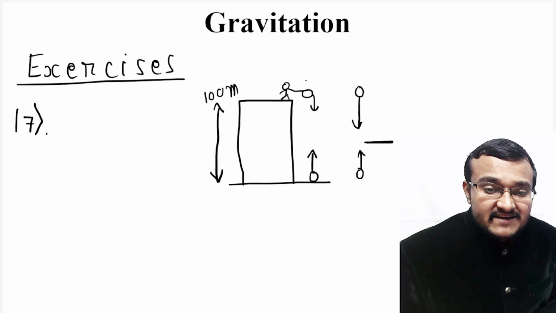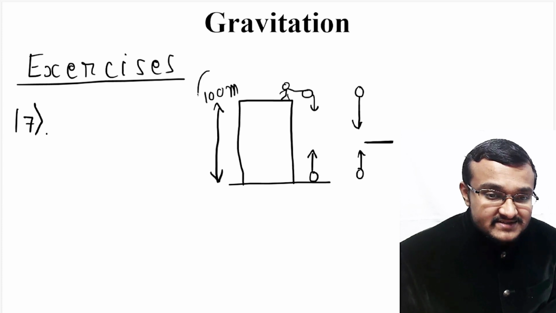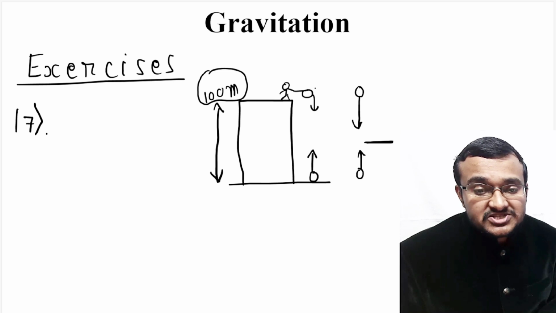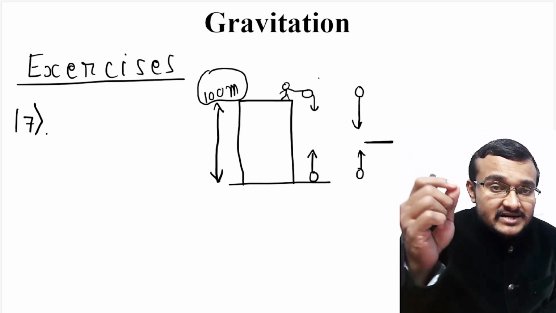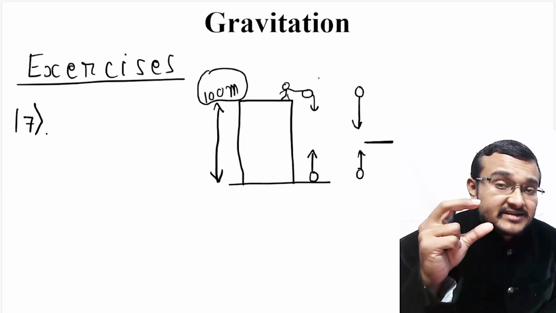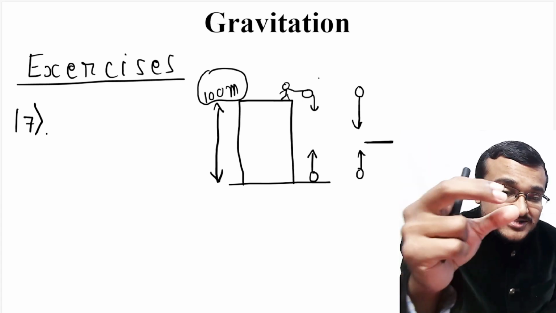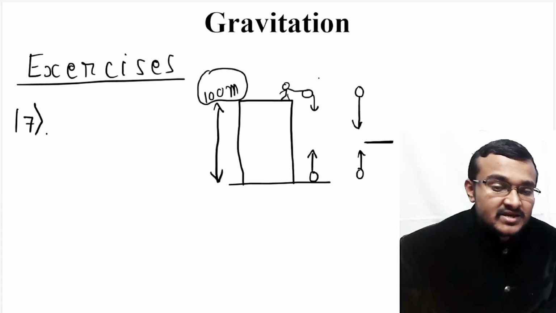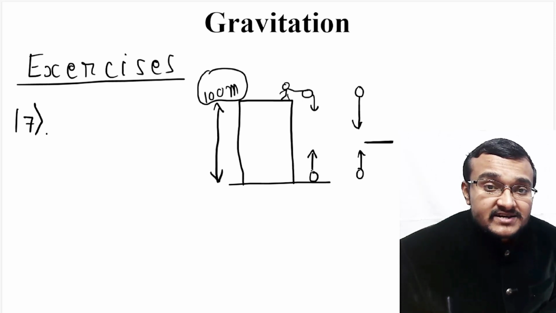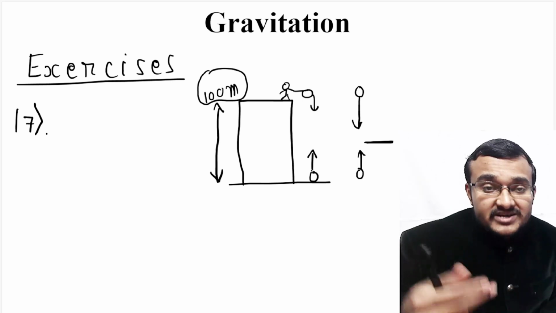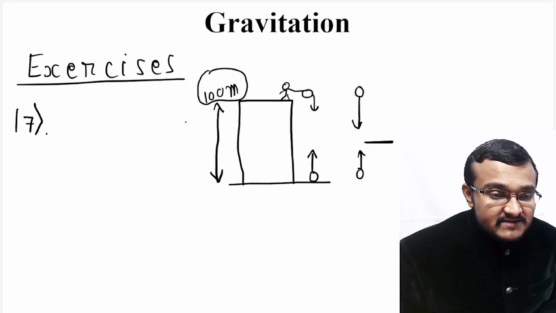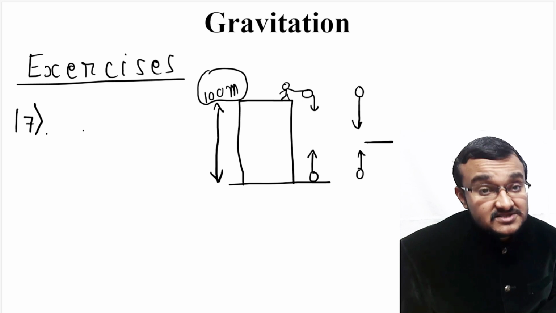Here the data which they have given is 100 meter is the height of this building. That means the first stone, which is dropped from the building's top, is dropped from the 100-meter height. Now the stone which is projected vertically upwards, which is thrown vertically upwards, was given 25 meter per second as the initial speed.